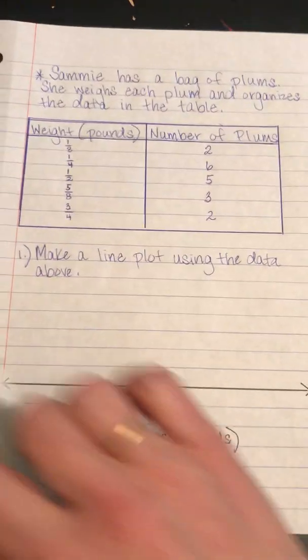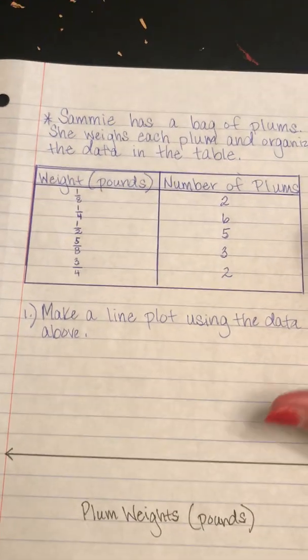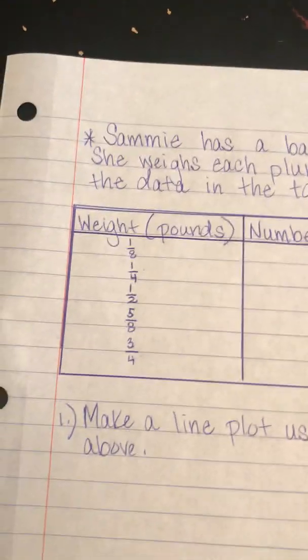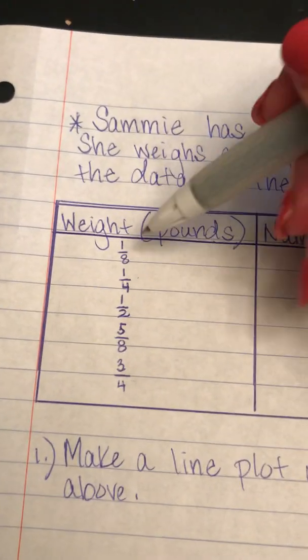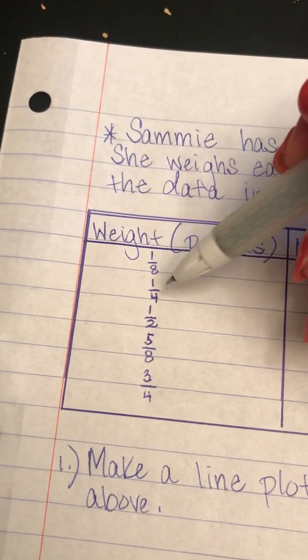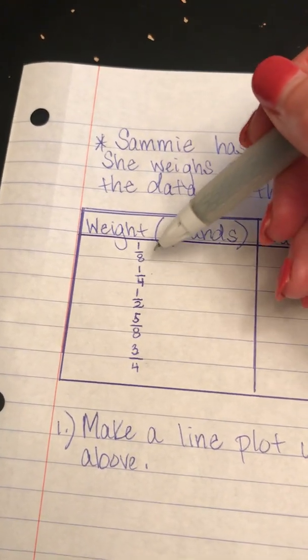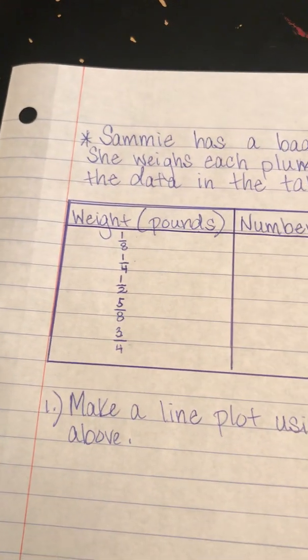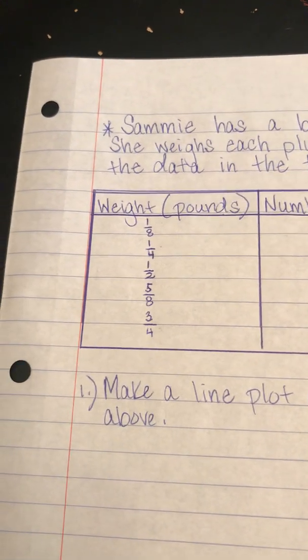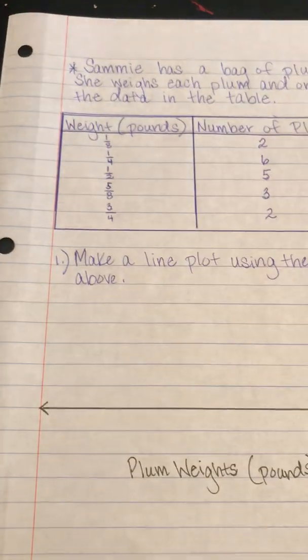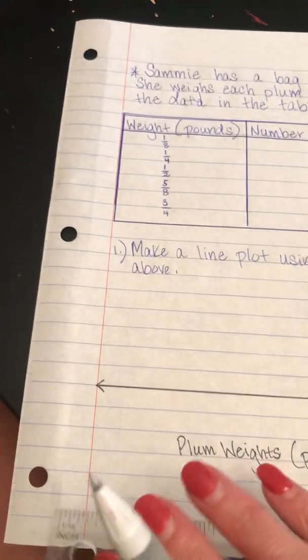All right, now we have to figure out, how are we going to split up our line plot? Okay, this is kind of tricky. This is the tricky part. So I'm going to look at my weights. I see I have some 1/8 in here, I have some 4ths, I have halves. So I'm really going to need to split this up by 1/8, because I have 1/8 in here, and that is my smallest piece. The largest denominator is going to be your smallest piece.